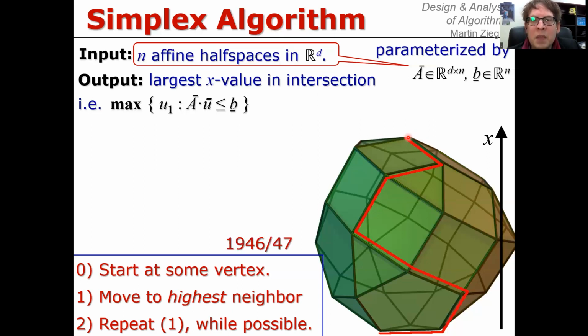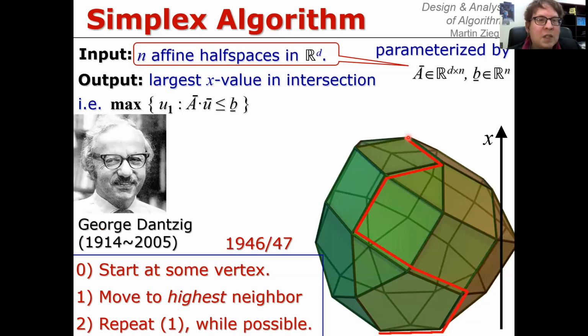It was developed in 1946, 1947 by George Dantzig. George Dantzig was born in 1914 and lived until 2005. And there's a famous anecdote revolving around him, namely in 1939, before he found the simplex algorithm, he was already kind of famous, because at that time he was a student of Professor Neyman, and he arrived late in class. Can you imagine that?